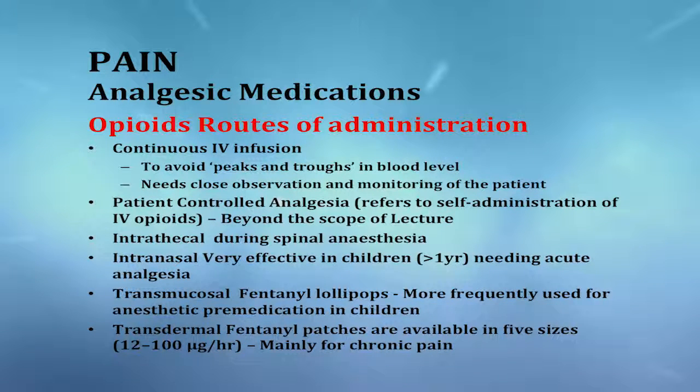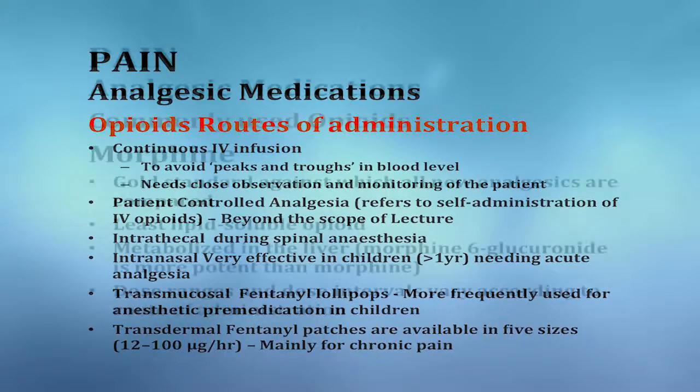Intrathecal opioids can be used during spinal anesthesia. Intranasal opioids are very effective in children older than 1 year of age. Transmucosal, especially fentanyl lollipops, can be utilized in children during anesthetic premedication. And transdermal fentanyl patches are also available for chronic pain.